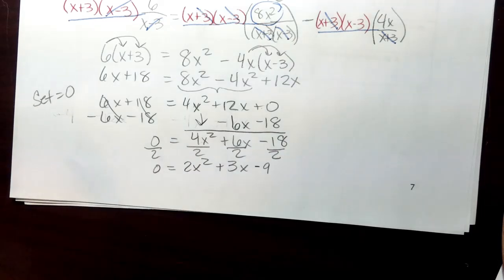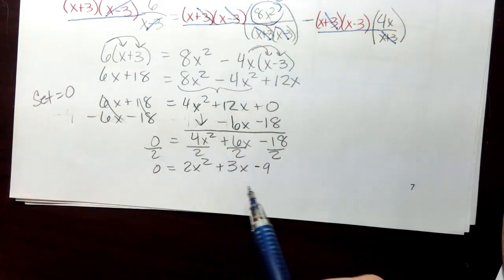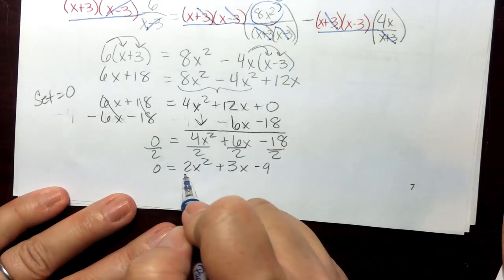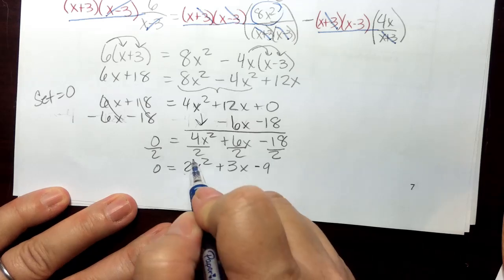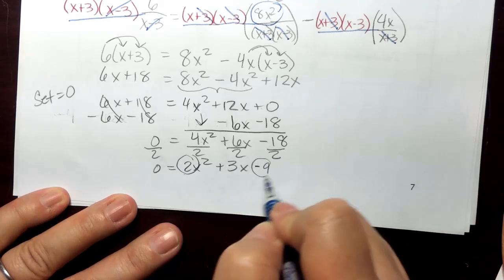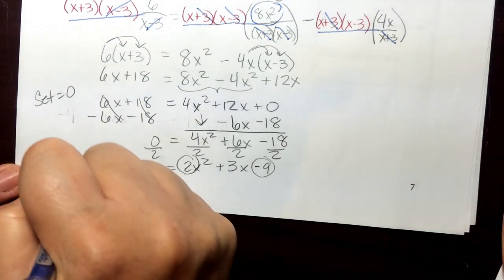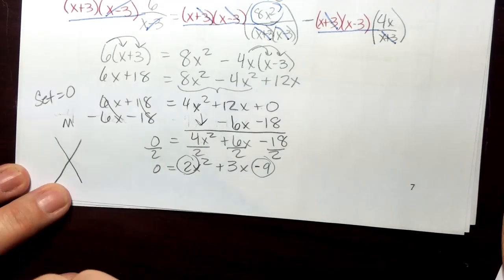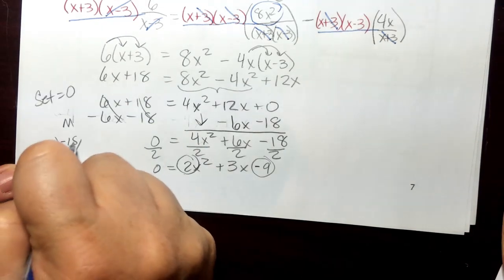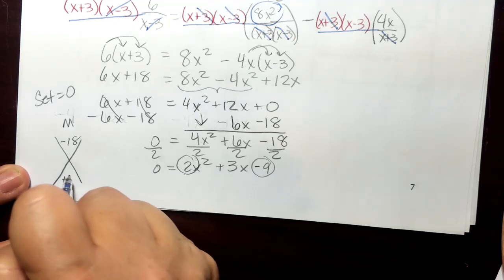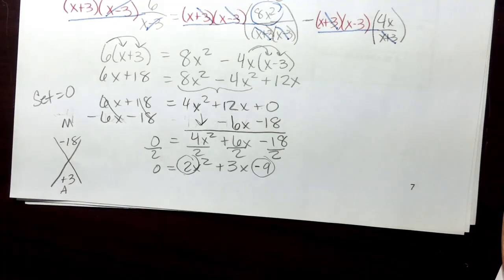All right, so now we need to factor more. However, we have an a value. So remember, we have to multiply your a times your c. So we need 2 numbers that when you multiply, you get negative 18, but when you add them, you get positive 3.